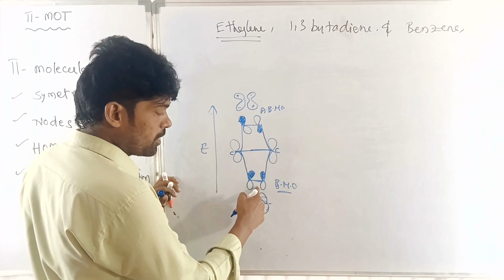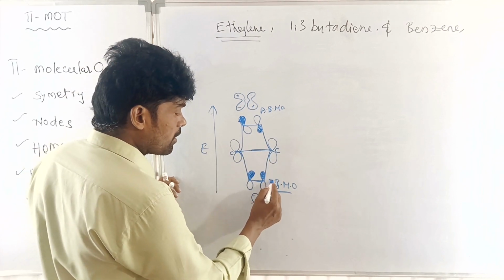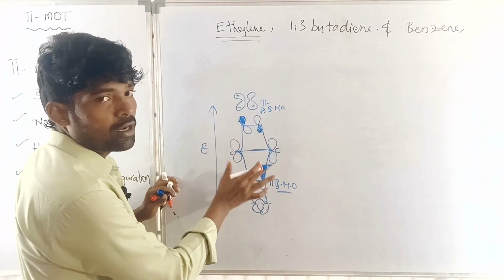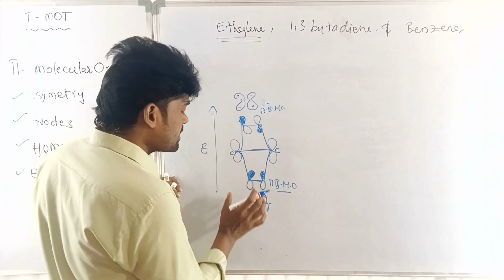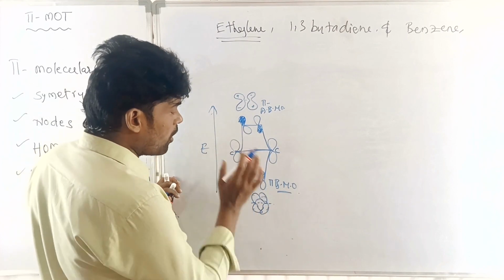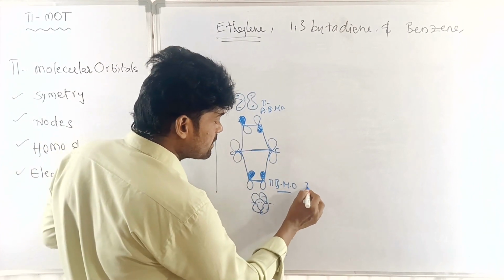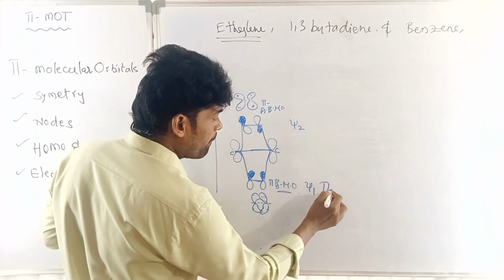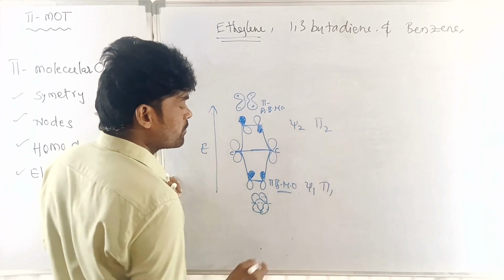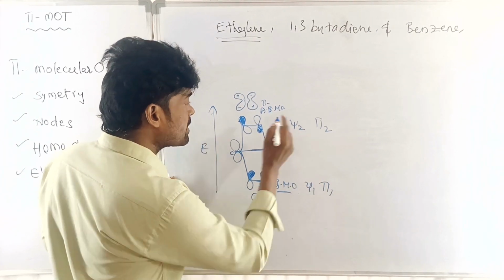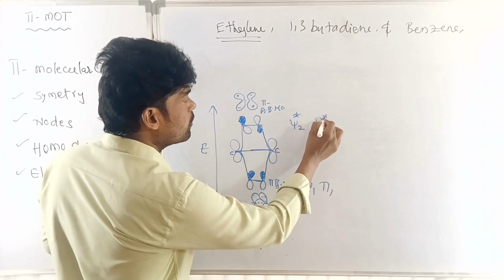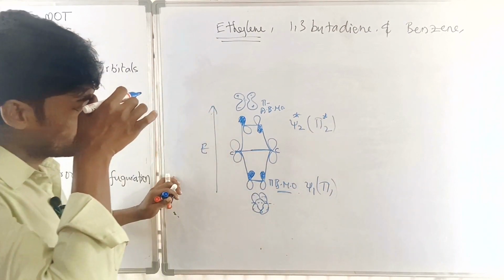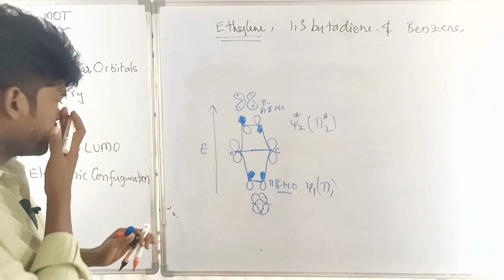Now, when unhybridized 2p orbitals are participating in bonding, they produce two pi molecular orbitals: a pi bonding molecular orbital and a pi anti-bonding molecular orbital. In this particular case, we can call these orbitals psi1, psi2 or pi1, pi2. Here psi1 is bonding, psi2 is anti-bonding, so we give a star mark. Clear? This is the energy level.